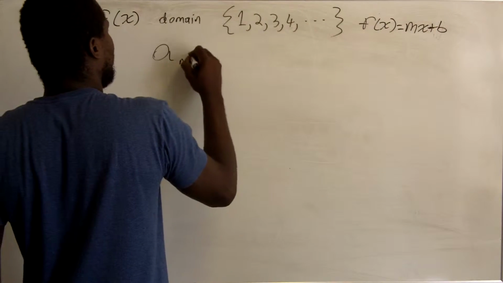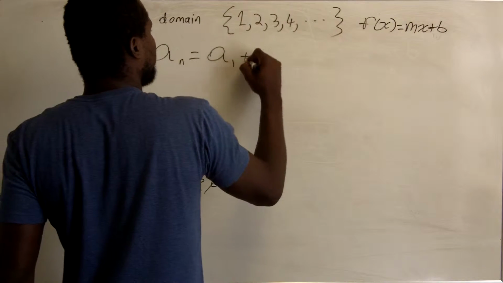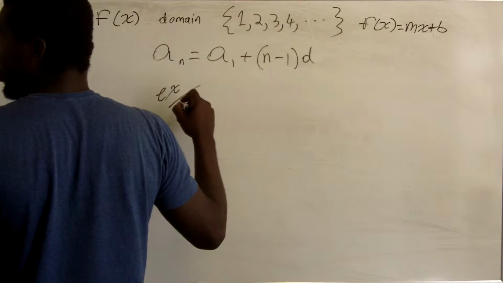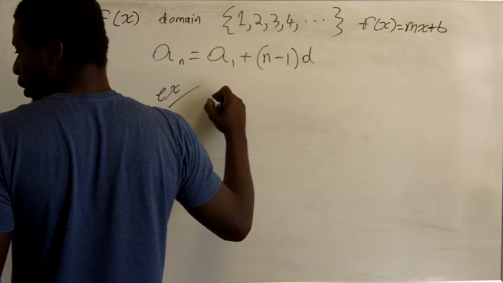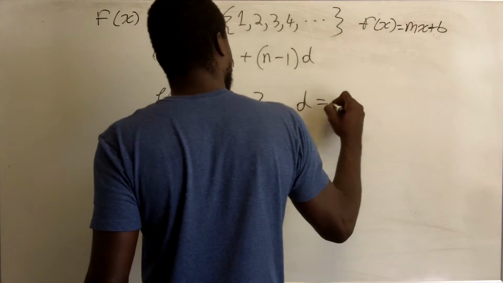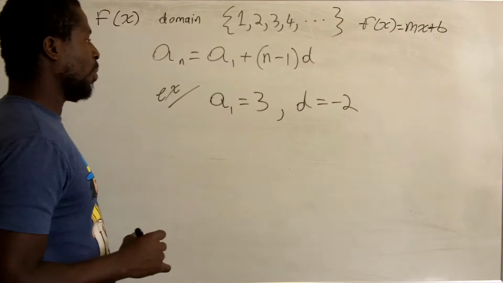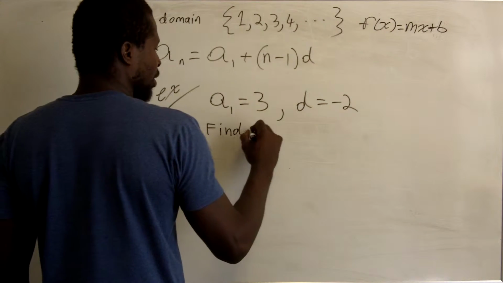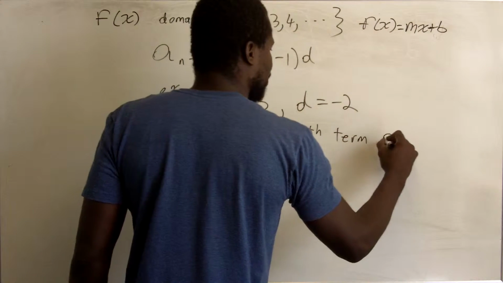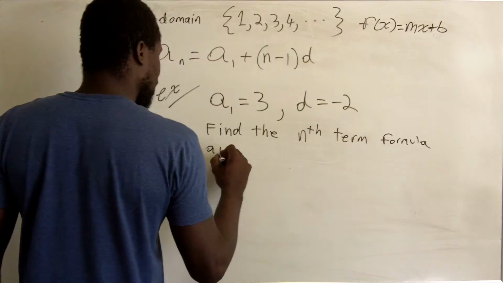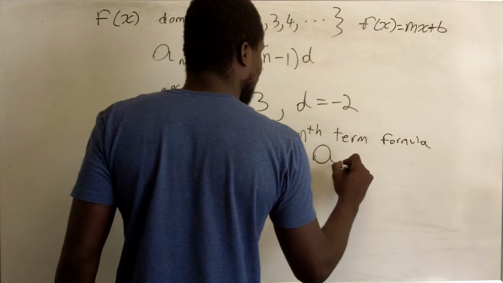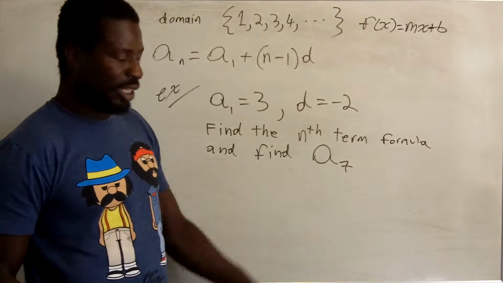So we have An equals A1 plus N minus 1 D. And let's take a look at an example where A1 is equal to 3 and where D is equal to negative 2. All right, and what I want to do is I want to find the nth term formula, and find, let's say, the seventh term. So I want the seventh term.